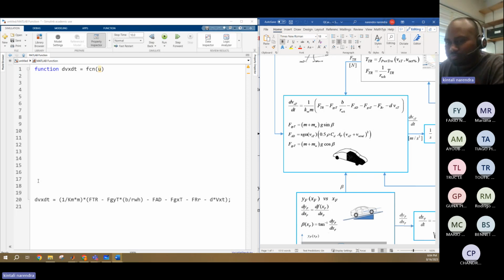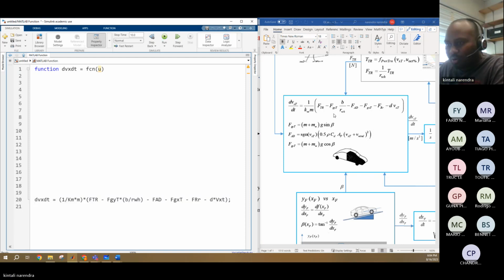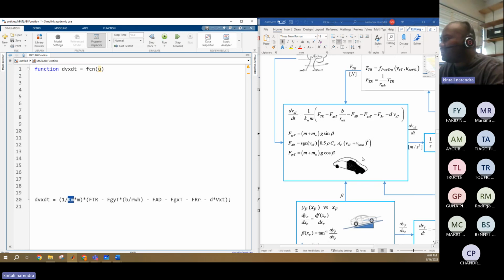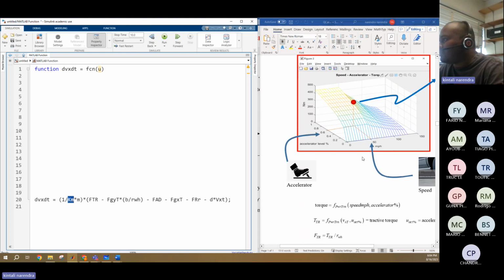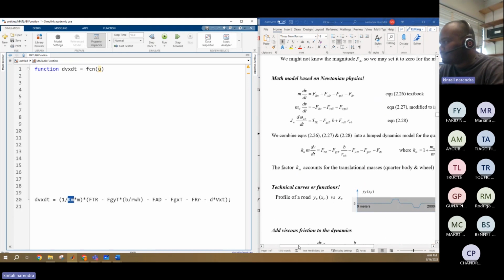Now we wrote this final equation. Write it at the bottom, not at the top. Now we don't know these terms. What is Km? What is M? FTR, FGYT, B, RWH, all these terms. We need to define those terms in this space. The first term is Km. On the Word document, if you scroll up, you can find what Km is.